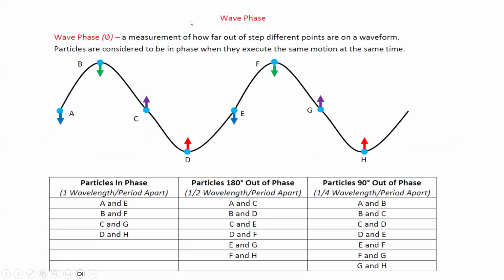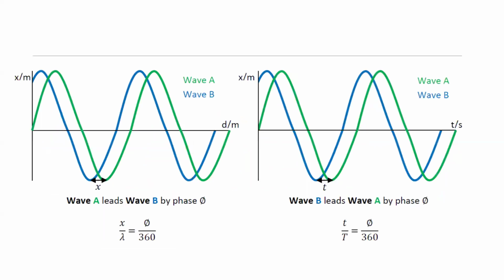This is the same concept we just discussed about the phase difference of points. As you can see, points A and C are anti-phase, B and D are anti-phase, and A and E are in phase. So you can describe the particles in a wave as in phase and anti-phase. Same thing, there's a comparison between the two waves, in phase and anti-phase, in terms of either wavelength or time period.